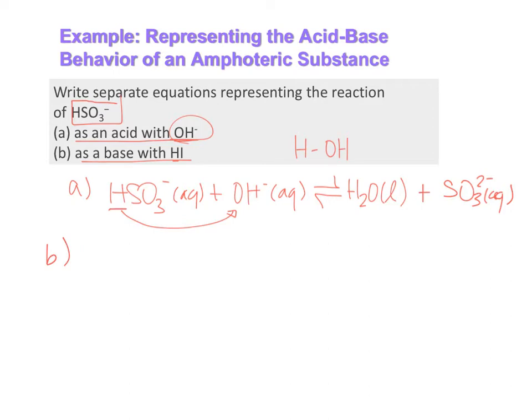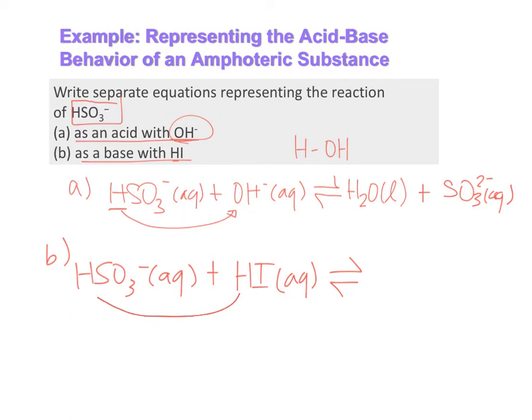And next we're going to write it as acting as a base with hydroiodic acid. So here we have HSO3 minus aqueous, and it's reacting with our hydroiodic acid. So now what's going to happen? Instead of it giving up that proton the way it did in part A, it's going to accept a proton from the hydroiodic acid. And it does this because there are lone pairs available to take that proton.